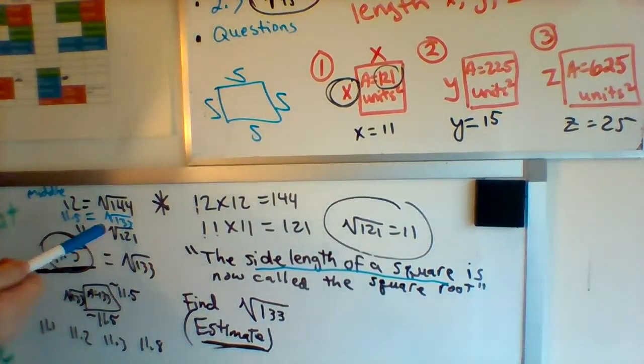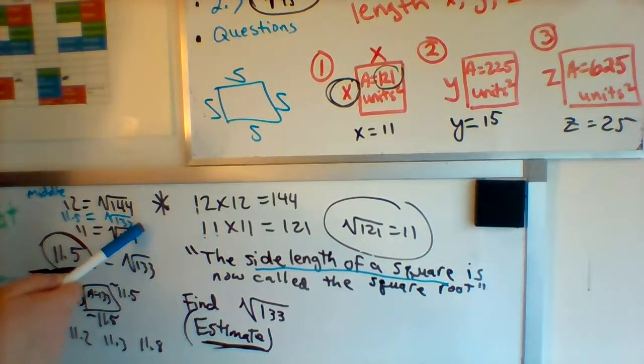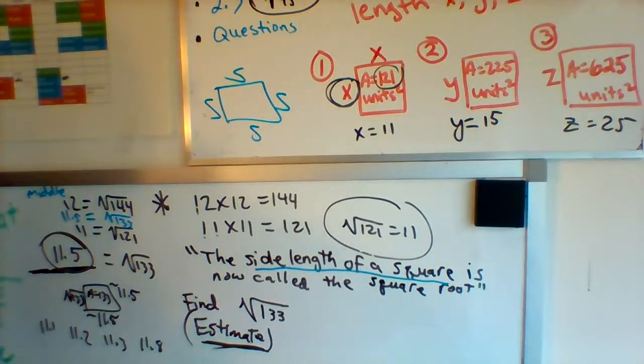So right now, if we're going to agree with Thais, we need to confirm that 133 is right smack in the middle of 121 and 144. Is that true? Because if that's true, then this can be true. This could be a good estimate.